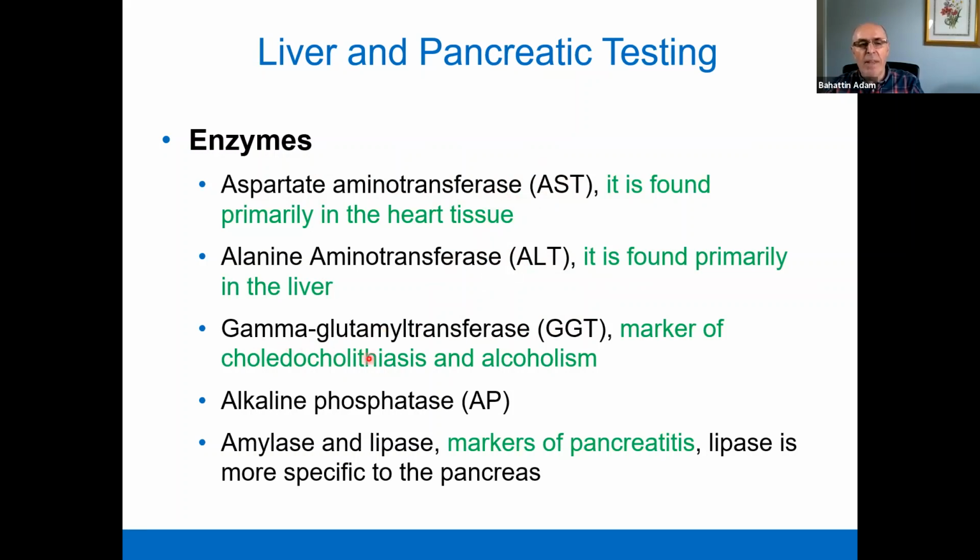Okay, and gamma glutamyl transferase is a marker for choledocholithiasis and alcoholism, and therefore we are using GGT to diagnose either choledocholithiasis, a stone in the bile ducts, and also alkaline phosphatase, other enzymes, to diagnose both pancreatitis or choledocholithiasis.